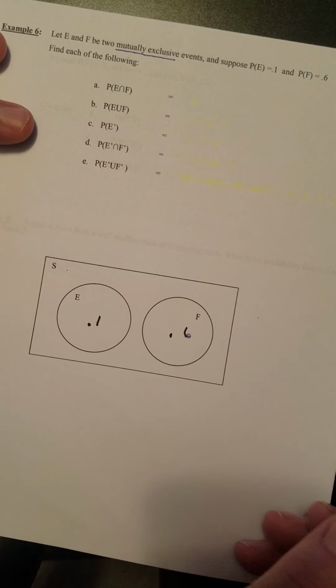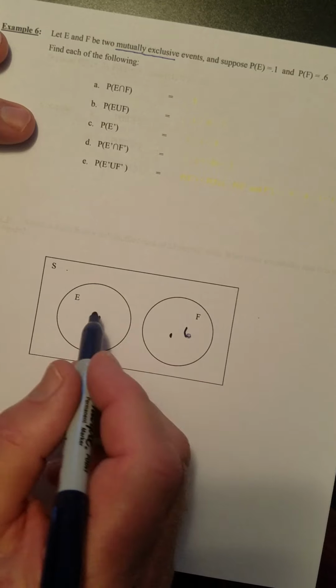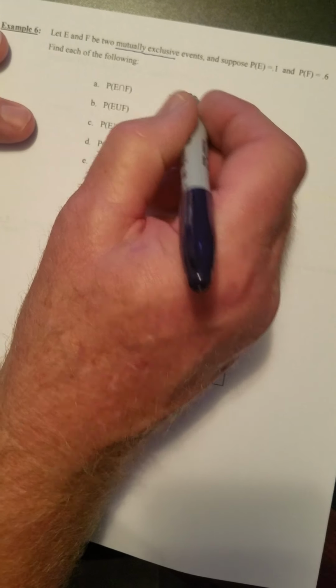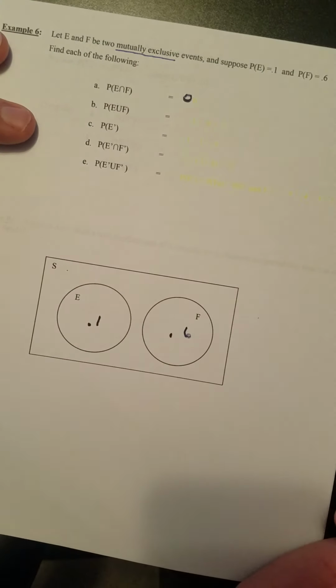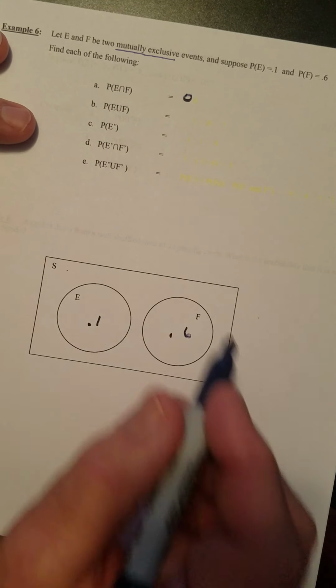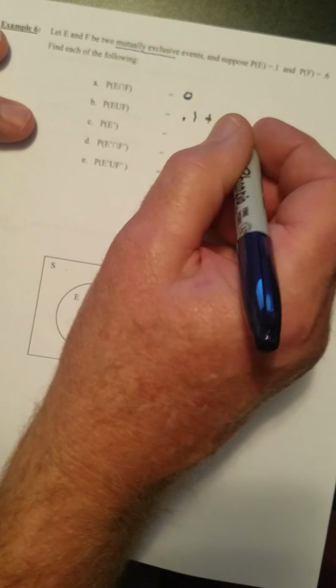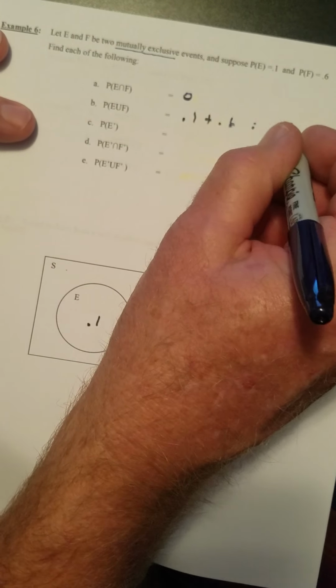So now go back and answer the questions. The probability of E intersect F. Well, they do not intersect, so that's going to be 0. And that's always going to be true on mutually exclusive. If it's E or F, all you're going to do is add those. So 0.1 plus 0.6, and that's going to be 0.7.